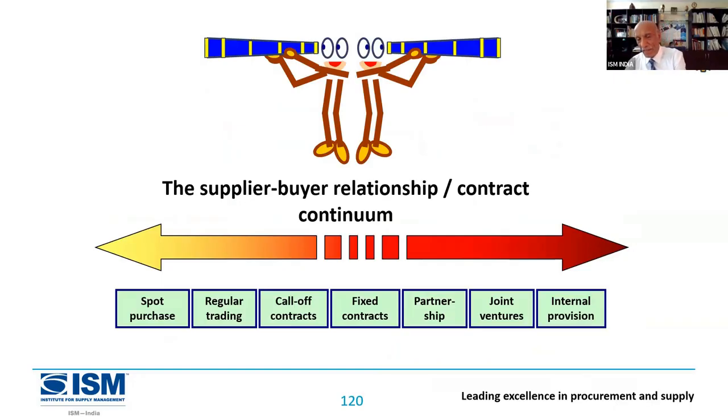But I'm looking for a relationship when I go to the right side. Regular trading, no relationship. Call off contract. Call off is used in Europe. It's a long-term agreement. If I'm signing a contract for a year, 6 months, 2 years, I want a good relationship. Fixed contract, partnership, joint venture.